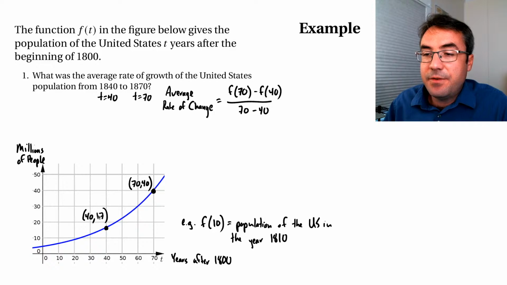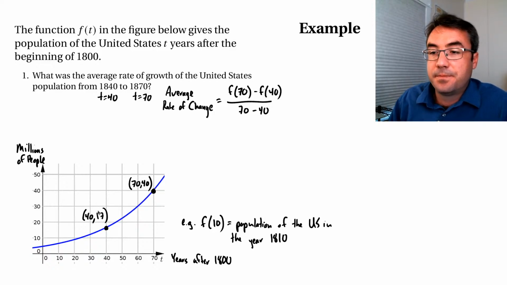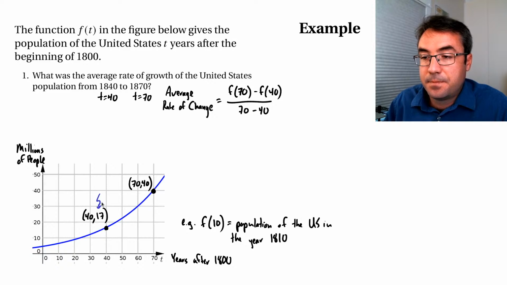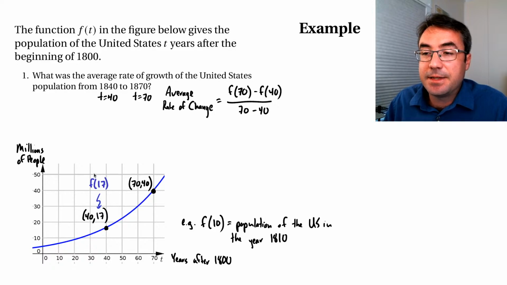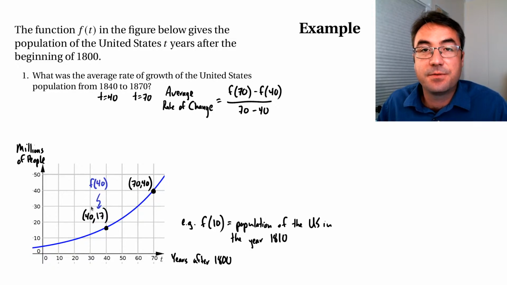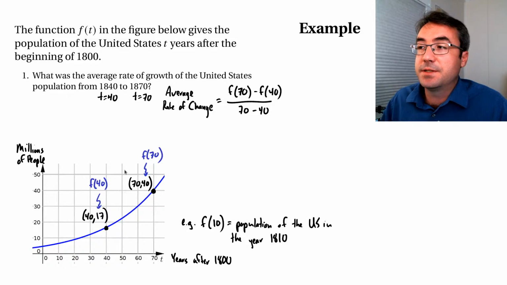And so what these y values represent, what that 17 represents, is our function value evaluated at 40. That's how we read a graph. The y-coordinate is the function value evaluated at the x-coordinate. And so this one would be f of 70. So we're just looking at the y-coordinates.